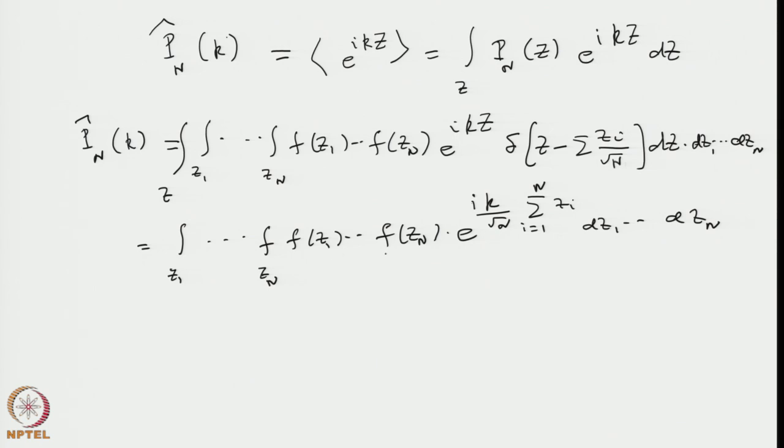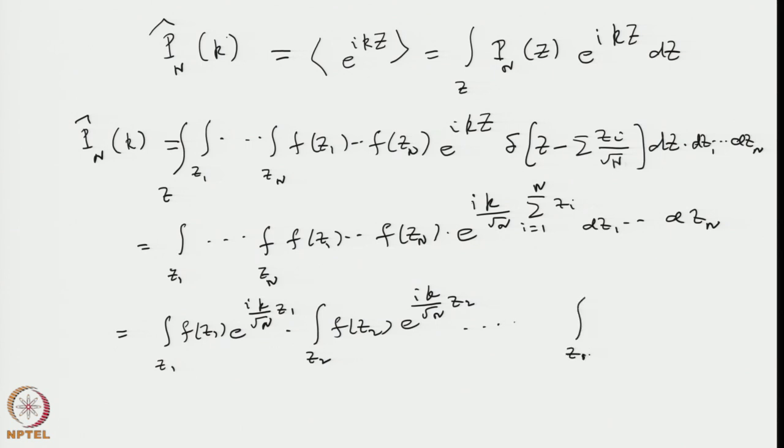In view of the independence of each of these distributions, and the fact that the exponential of a sum of quantities equals the product of exponentials of those quantities, using that we can write it as an integral over z1 of f(z1) e to the power ik by root n z1, likewise z2, f(z2) e to the power ik by root n z2, etc. There will be an n-fold integral now of the quantity f(z) with the corresponding exponential variable.